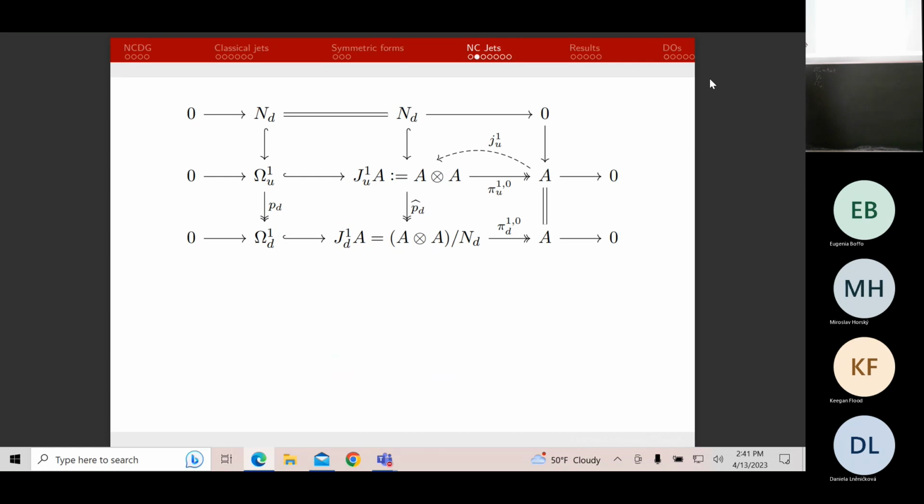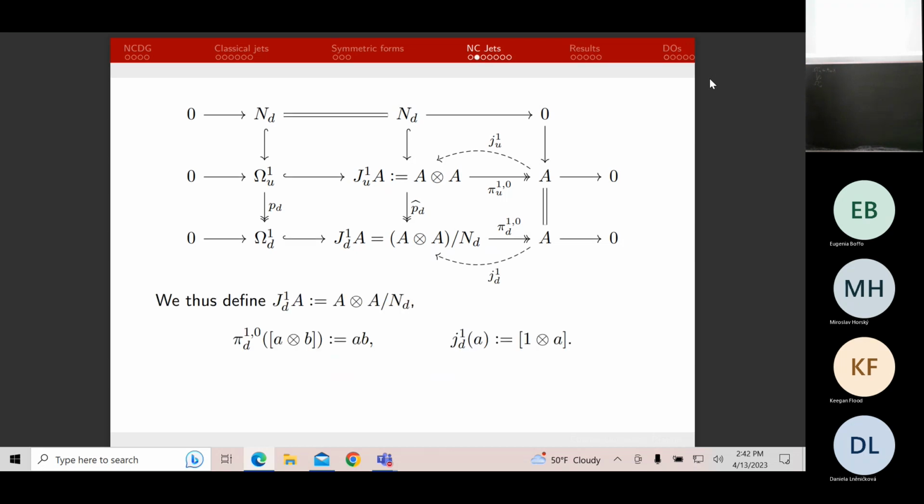Furthermore, we have the universal jet prolongation. We can compose it with a projection from the universal jet to the D jet, and we obtain the corresponding prolongation. So again, this is the explicit form of the D projection and the prolongation. In one case, it's the product of the equivalence class, and in the other case, it's the class of 1 tensor A.